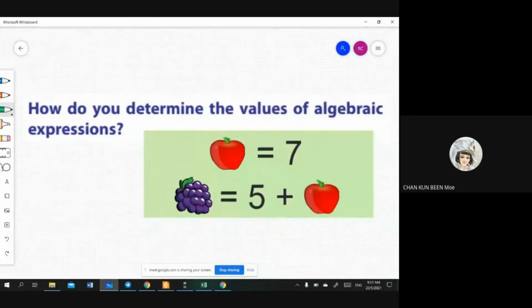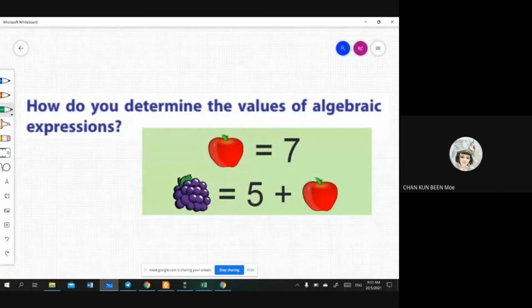First, we are going to see how to determine the value of an algebraic expression. For example, this figure I already gave you in the last lesson, right? An apple is equal to 7. So what is the value of grape? The grape will be 5 plus, how much is the value of apple? 7. Correct. So you know that apple is 7 over here. We substitute into it, so we get the value of grape, which is equal to 12.